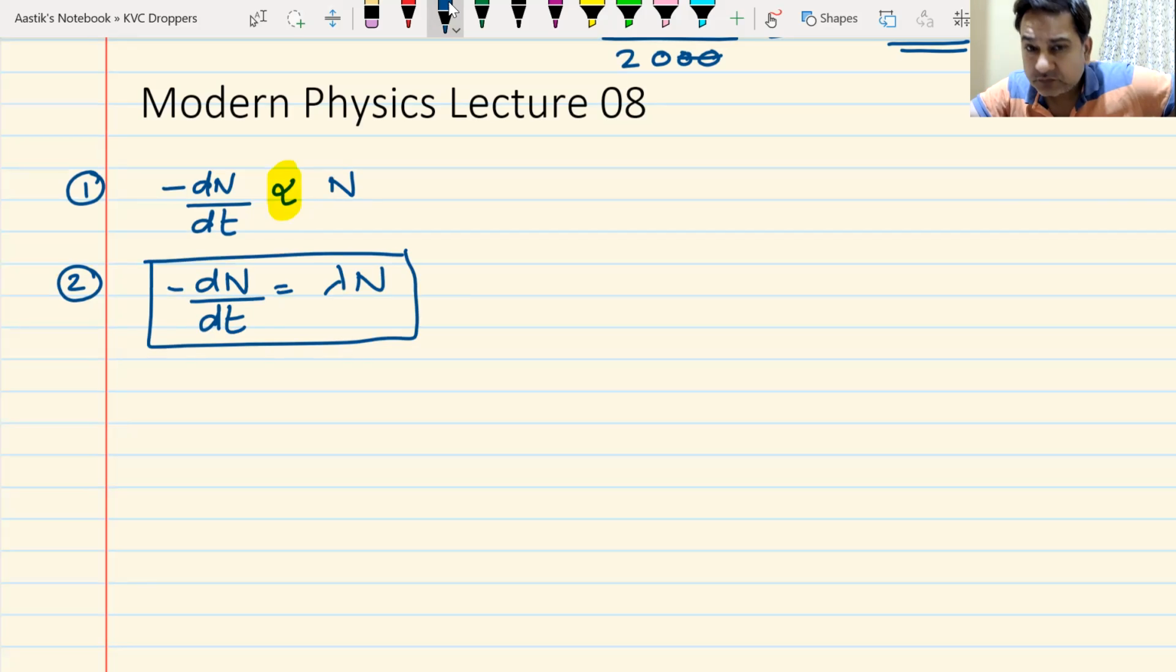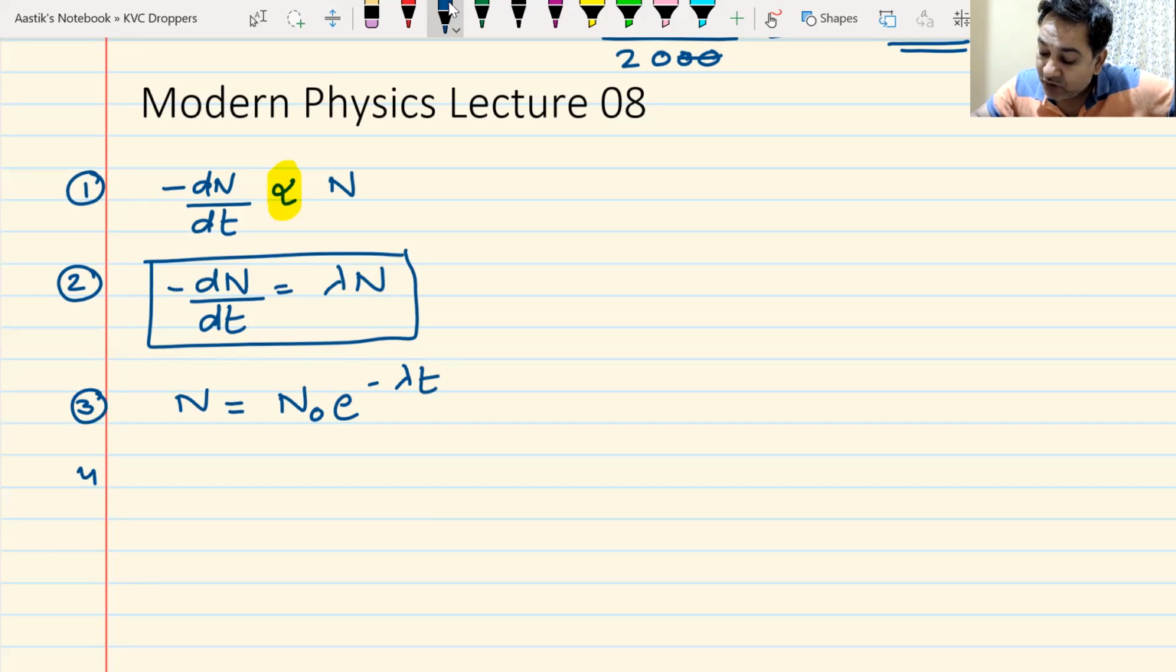What is this lambda known as? Decay constant. It has got other names as well, but decay constant is one of the most commonly used. Then we had the formula where the number of nuclei N will be N naught, where N naught is the original number of nuclei. What was that formula? E to the power minus lambda t.